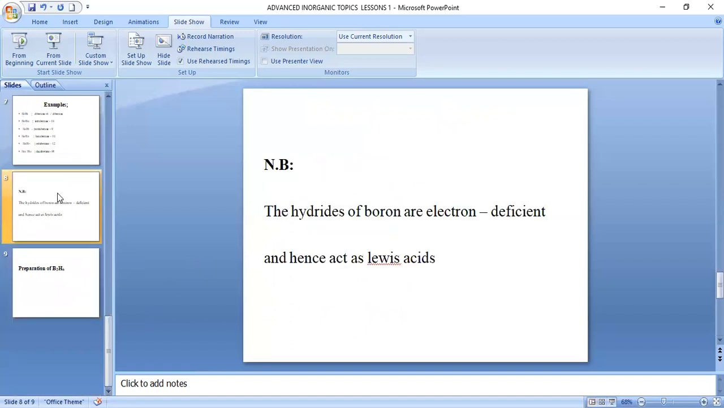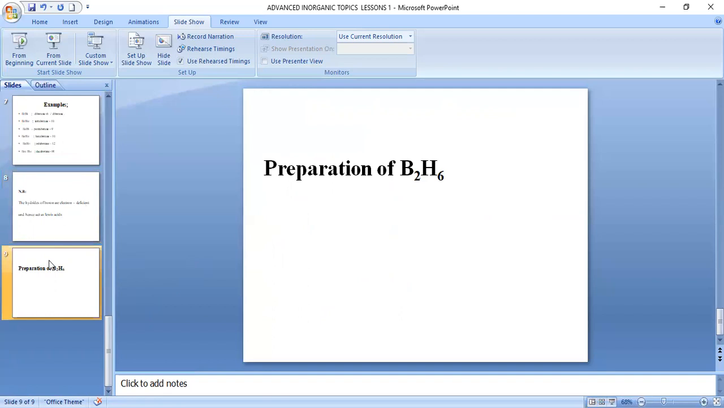There is a point to note here that the hydrides of boron are electron deficient and can act as Lewis acids. So next time we are going to look at the preparation of diboranes.